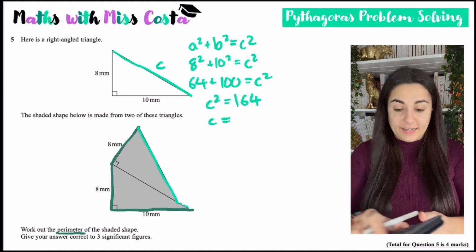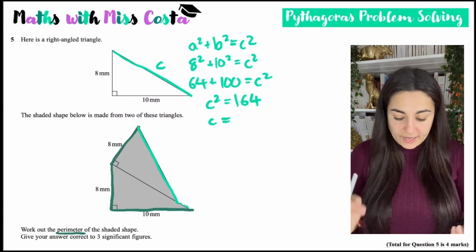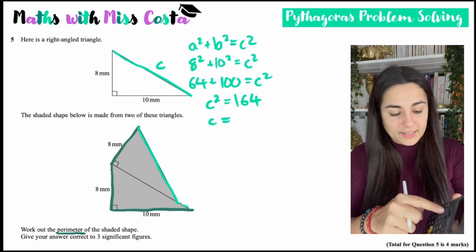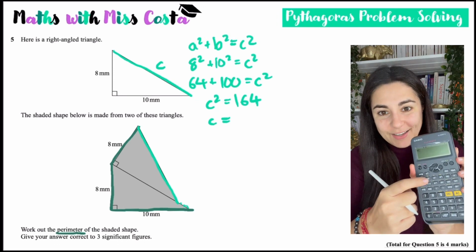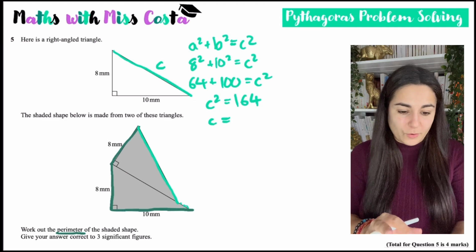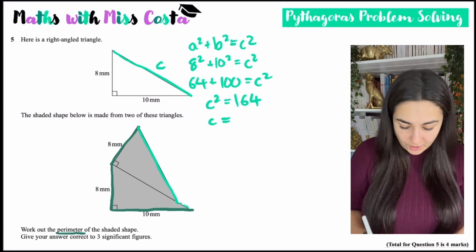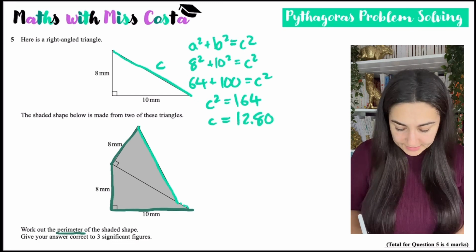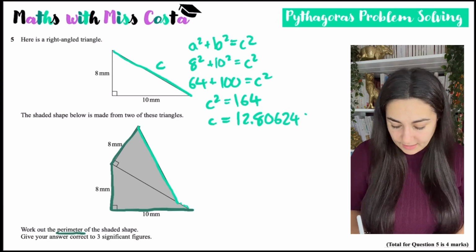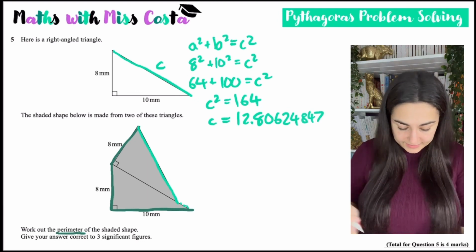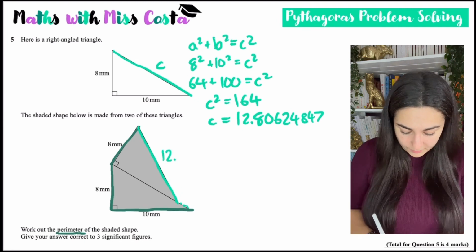So this is a calculator paper. To find the inverse of something that's been squared, you square root it. So it's that button there. You type in the square root of 164, and it's going to come up as 12.80624847. So that's the side length over here. Let's just say 12.8.